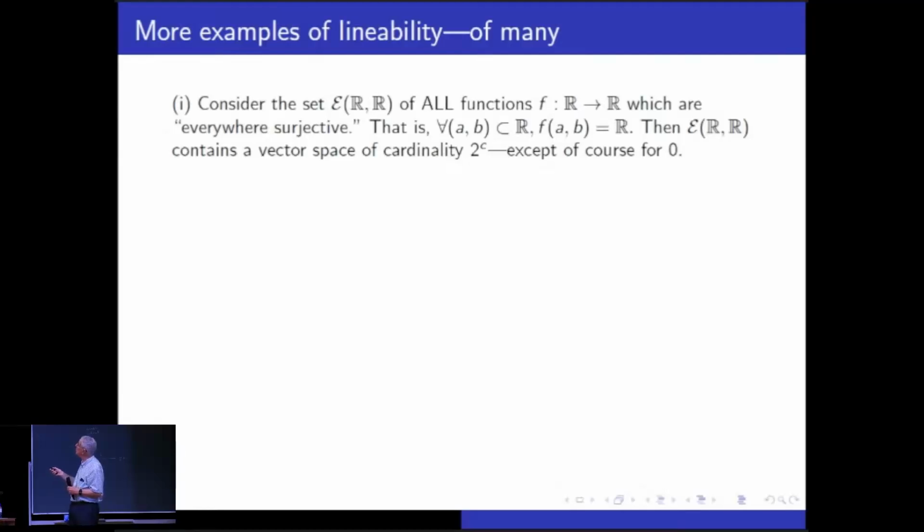E is for everywhere surjective. These are functions from R to R, the reals to the reals, such that, well, I have the board, so I'll use it.